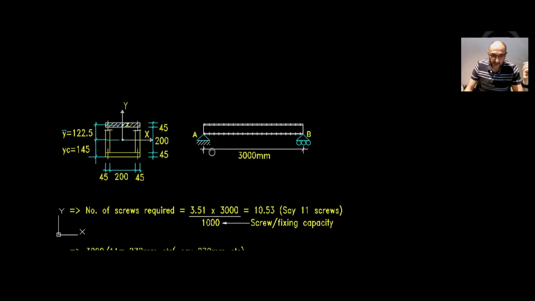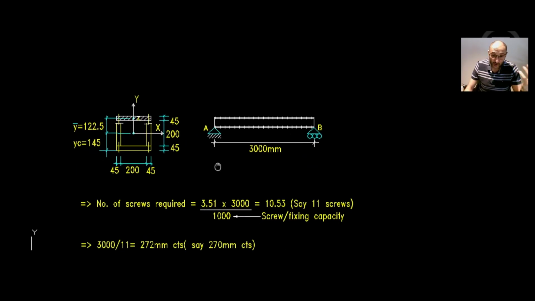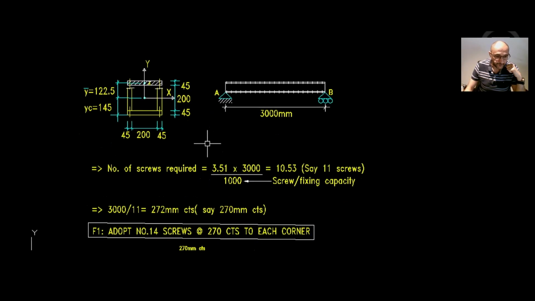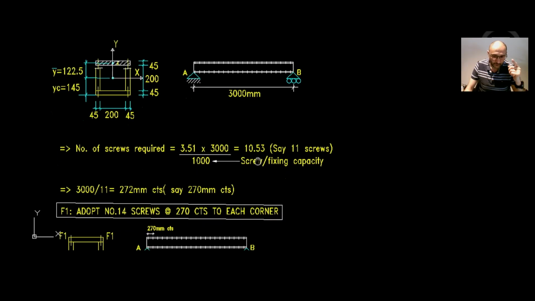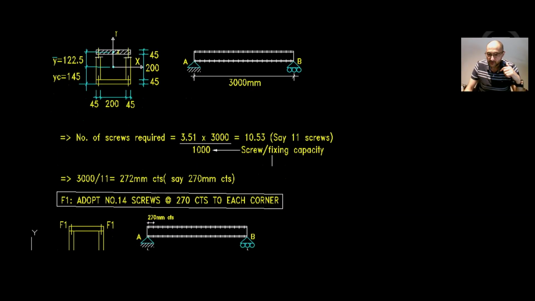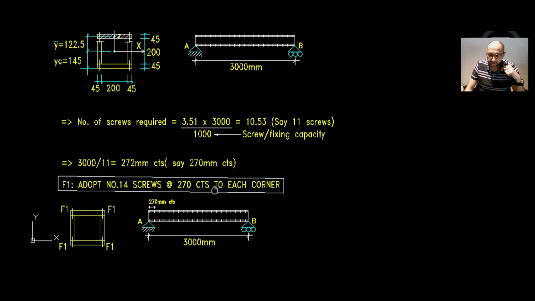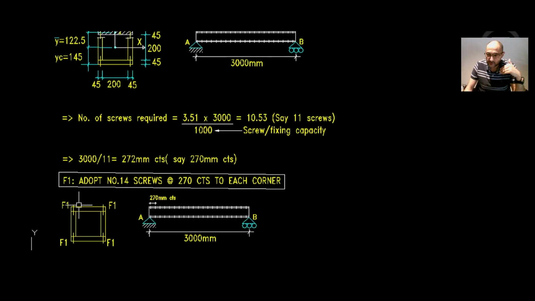Okay, now let's see how many screws are required and the spacings needed. The number of screws required will then be 3.51, which is the shear flow for each plane, multiplied by the length of the beam, divided by 1000. Now 1000, because we were given the capacity per screw is 1 kilonewton, we converted that to Newton, okay? So we need 10.53, so we rounded that up. So we need about 11 screws for F1 in each corner.